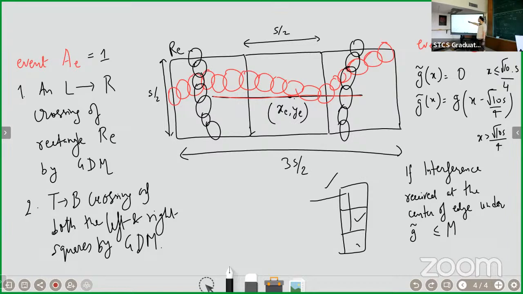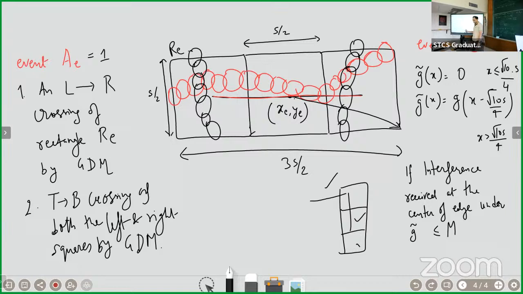What does it mean? Why am I defining this? What is the maximum distance from this point to this? That is precisely what that number is, square root 10 square. So if the interference seen here under g tilde is less than m, this tells you that the interference seen at any point, in particular the corner points, under g is at most m. That's what is going on.